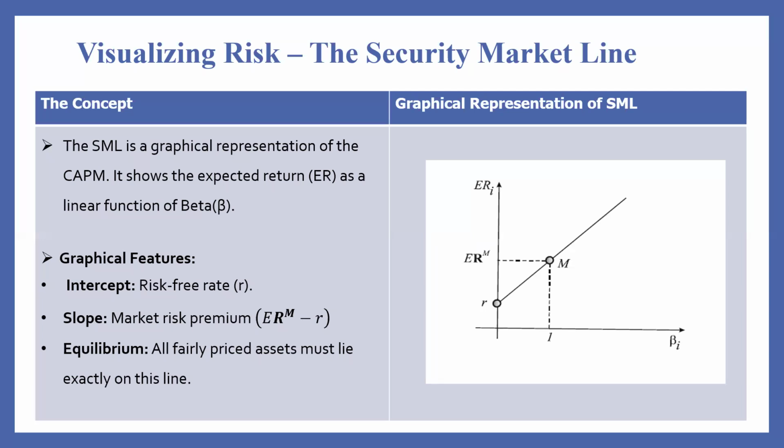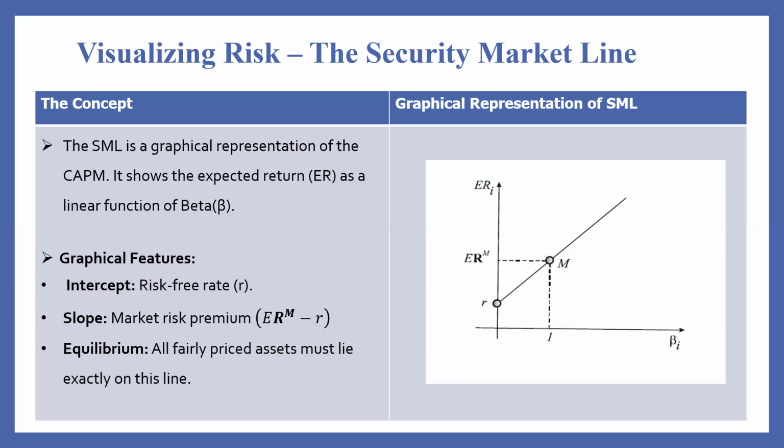Now let's move to the security market line, or SML. The security market line is a graphical representation of the capital asset pricing model. It shows the expected return as a linear function of beta. It shows the relationship between risk, beta, and expected return. Let's understand the graph carefully. On the horizontal axis, we have beta, and on the vertical axis, we have expected return.